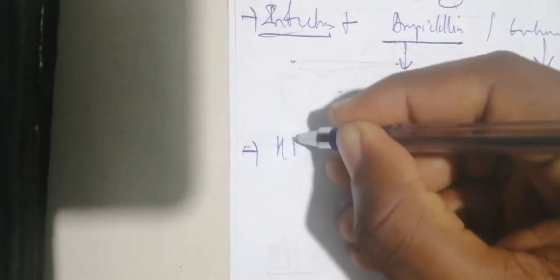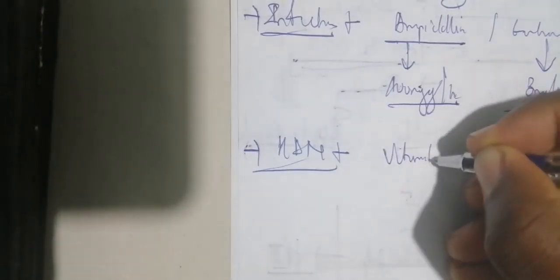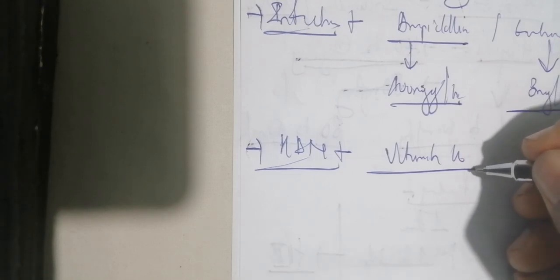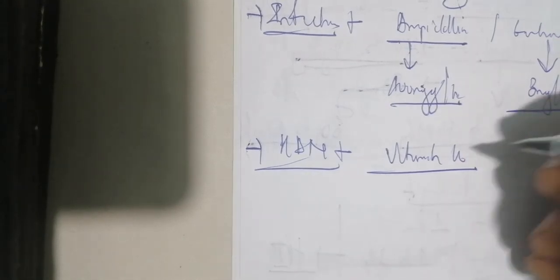Now, if there's an infection, add cefotaxime at the same dosage as ampicillin. After infections, you also have to prevent hemorrhagic disease of the newborn. We prevent hemorrhagic disease of the newborn by giving vitamin K. Is it clear?